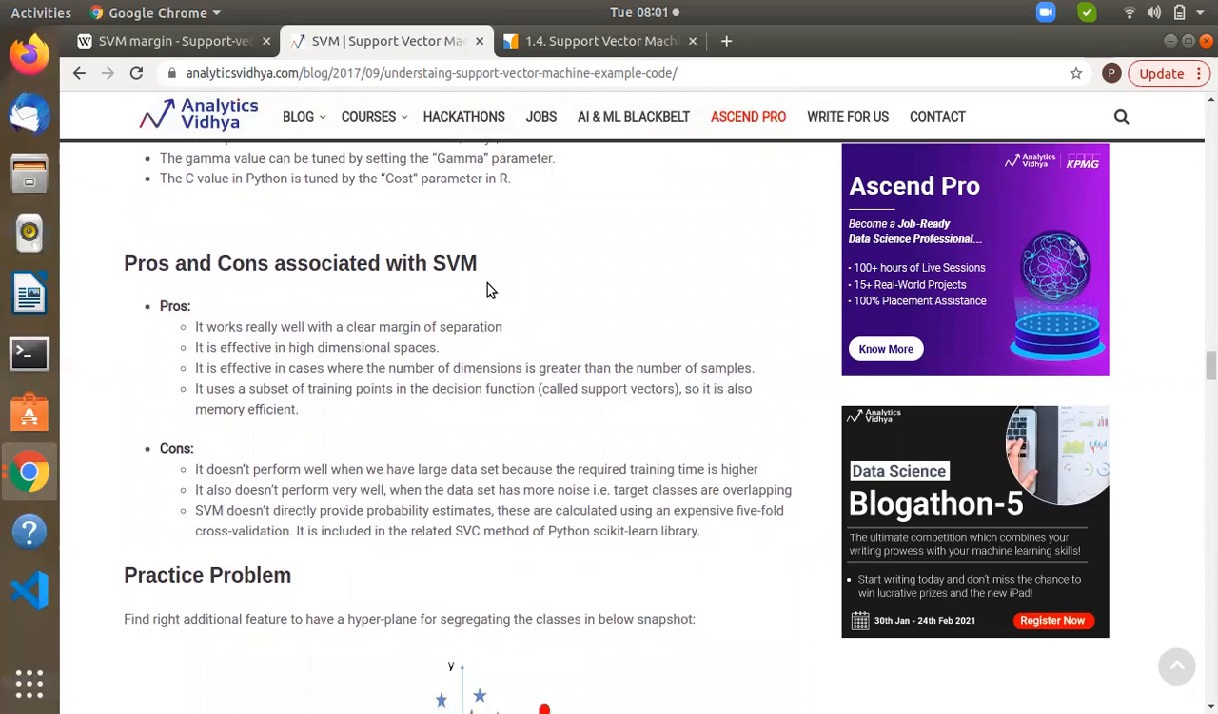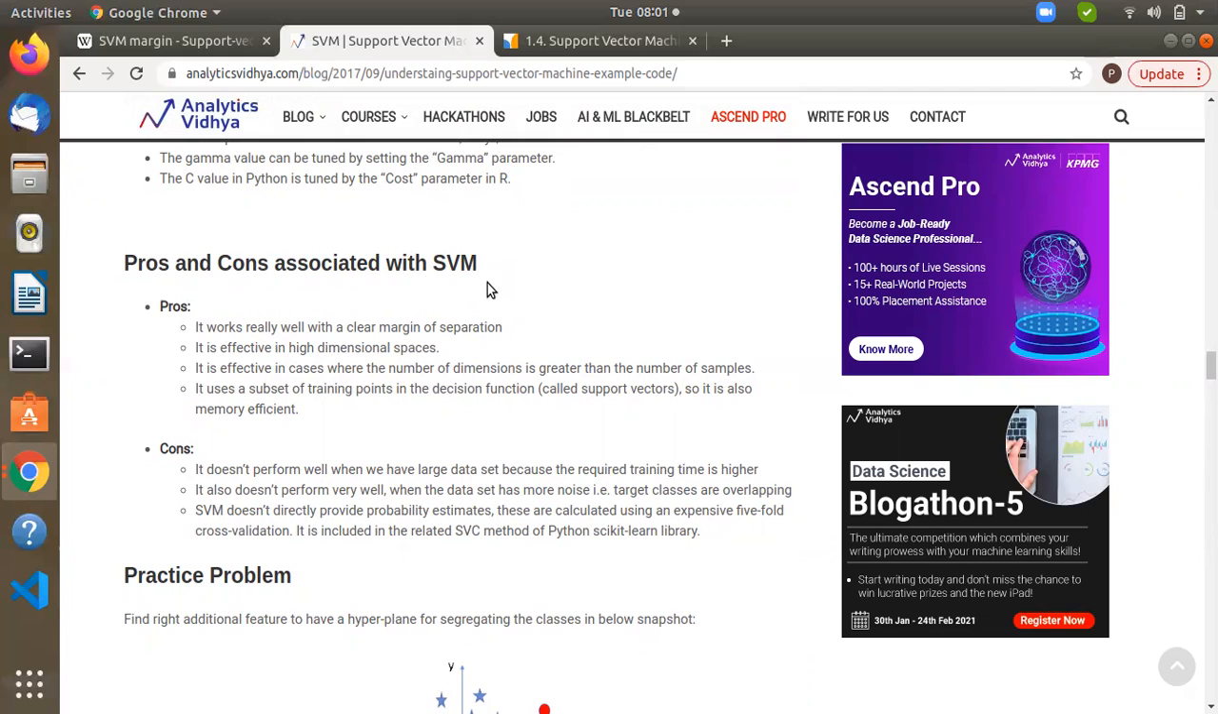Coming to the last topic, the pros and cons associated with this. It works really well with a clear margin separation. If the margin is clearly separated, then the model accuracy is very high when compared to logistic regression. It is effective in high dimensional spaces. Effective in the sense that if we have so many features for a particular model, then the accuracy is very good.